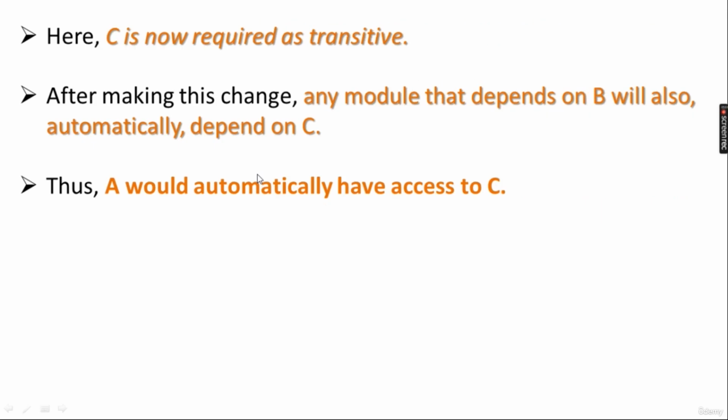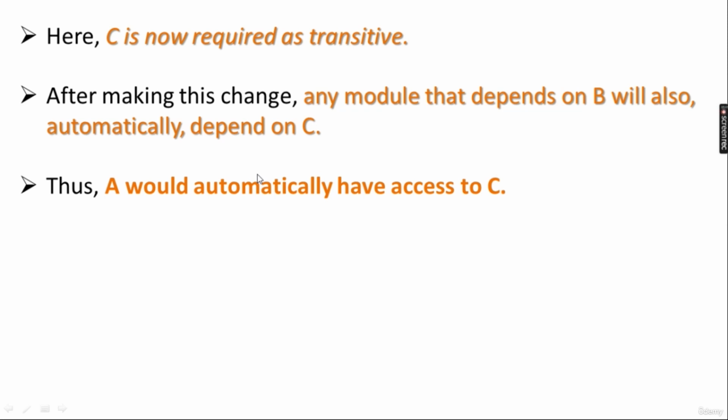C is now required as transitive. A requires B, B requires C, and A also gets C. Any module that depends upon B also automatically depends upon C. A would automatically have access to C if you are using this transitive keyword. When you add this transitive keyword, any module that depends upon B will also automatically depend upon C.